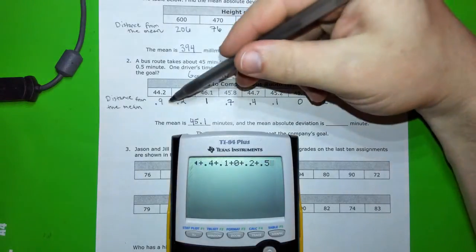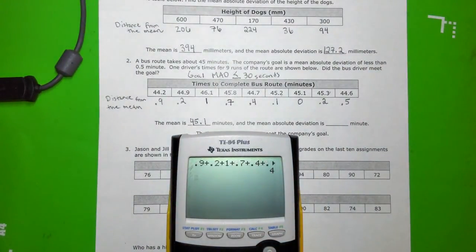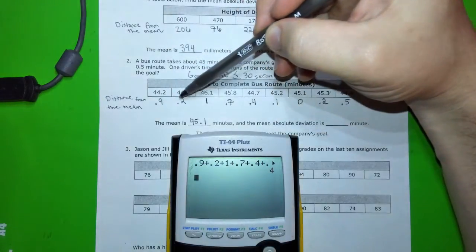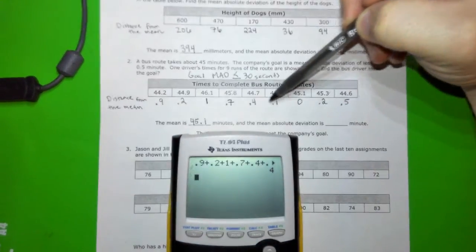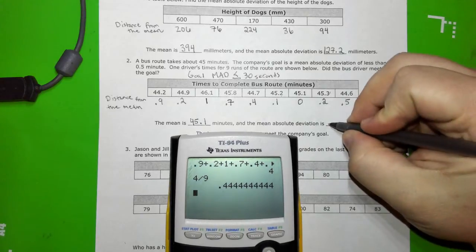So I just took all these numbers here, all the distances, and I typed them in and added them together, and that gave me 4 exactly. So I'm going to take 4 and divide it by 9, since there are 9 numbers. So I'm going to take 4 divided by 9, and that gives me 0.4444 repeating.